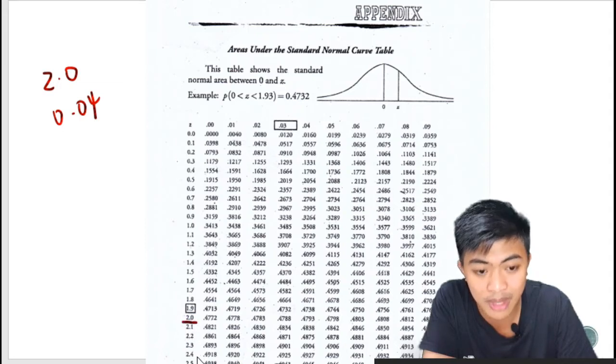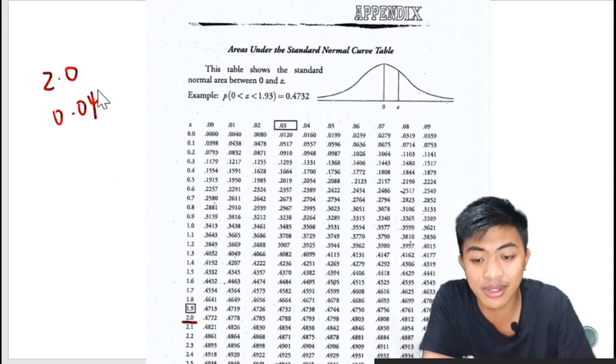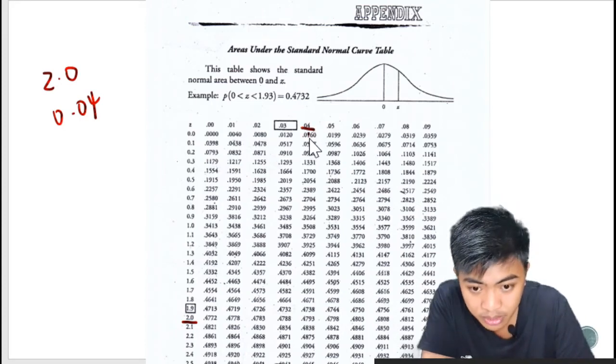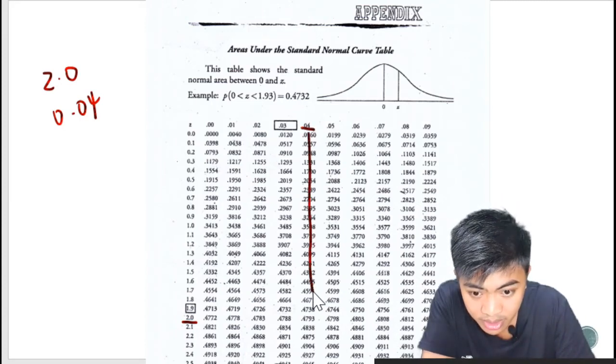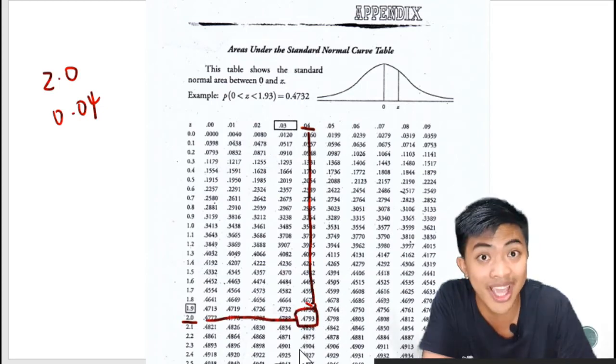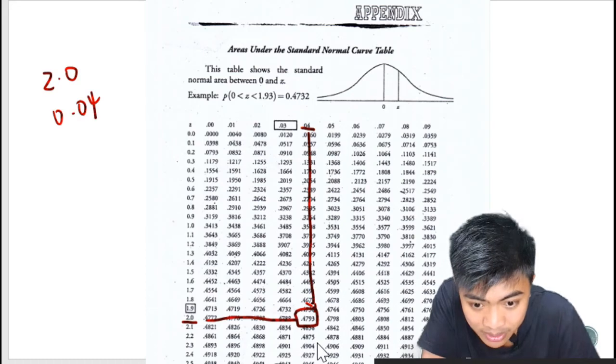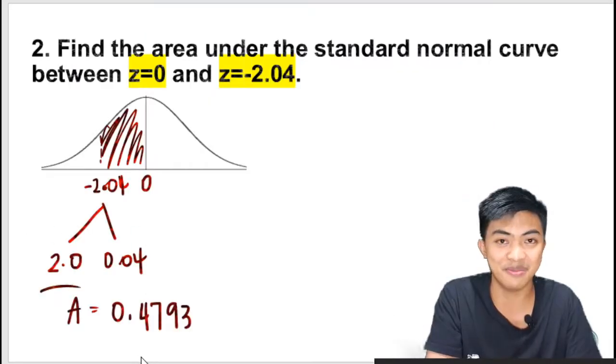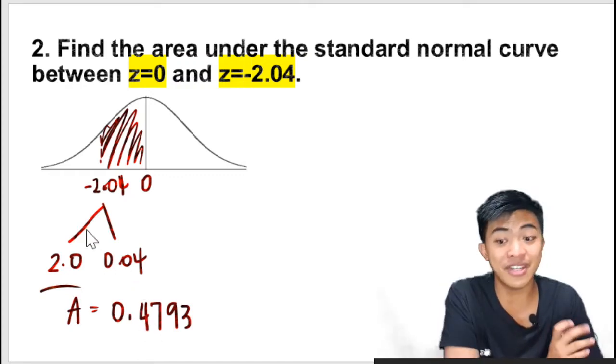So 2.0, hanapin si 2.0. So andito siya. And 0.04, nandito siya. So if I'm going to look for the intersection, so the intersection will be the area. Okay, so that is 0.4793. So, madali ba? Let's have another example.